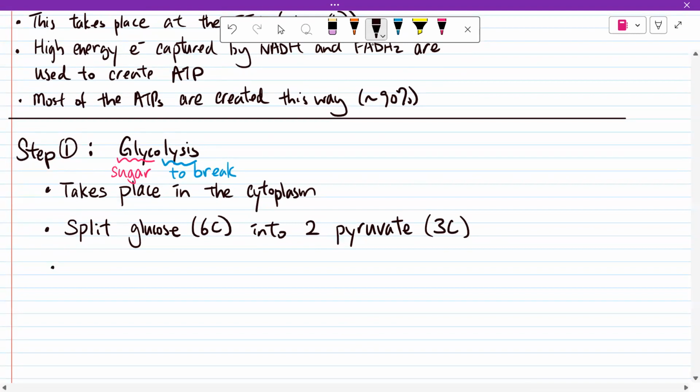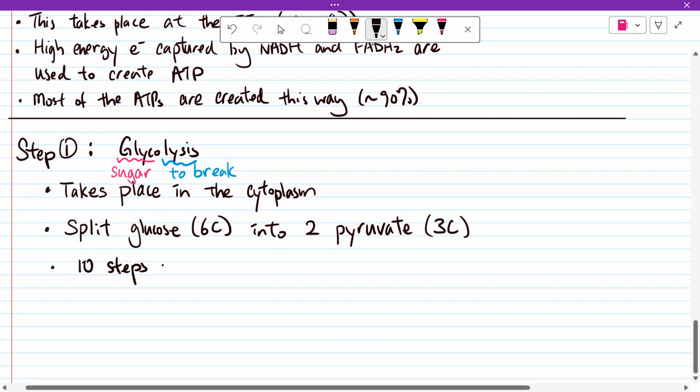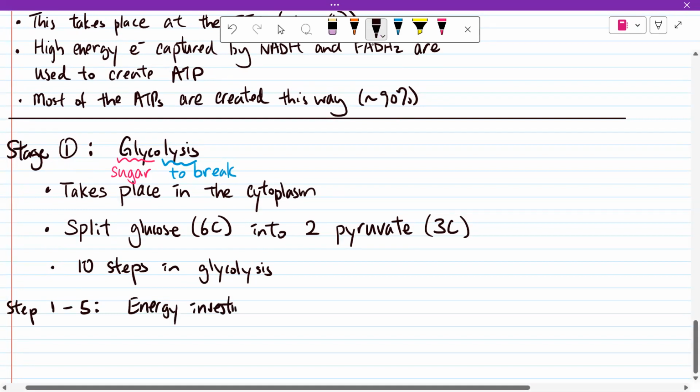Right. So this thing actually has 10 steps in it. Don't worry, you don't have to memorize them. Okay, there are 10 steps. Sorry, I guess this could be confusing. You can call it stage 1 if you want, like stage 1, 2, 3, 4. And within the glycolysis, there are like 10 steps. Okay, so like step 1 to 5, we call this energy investing phase.